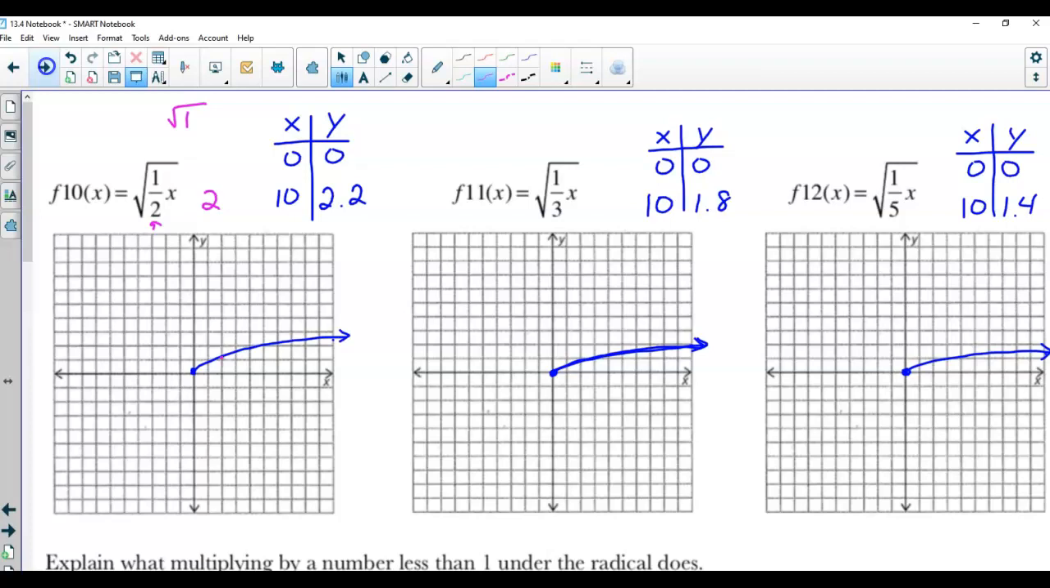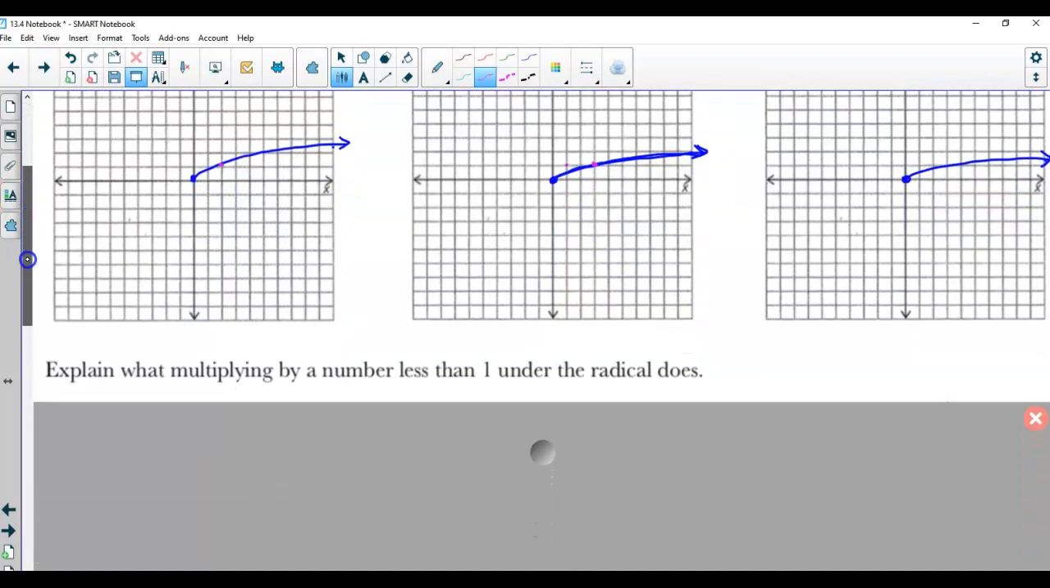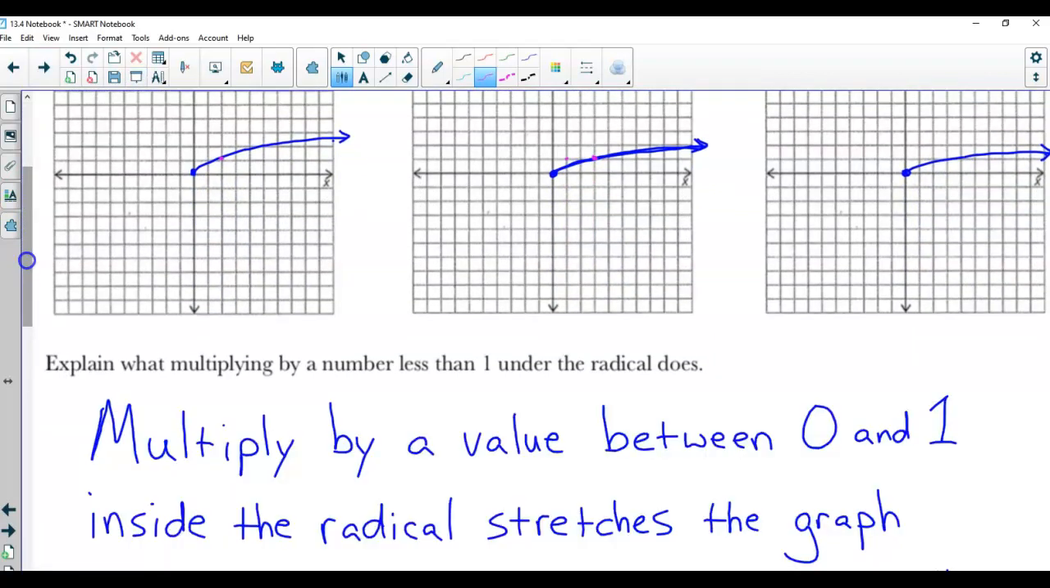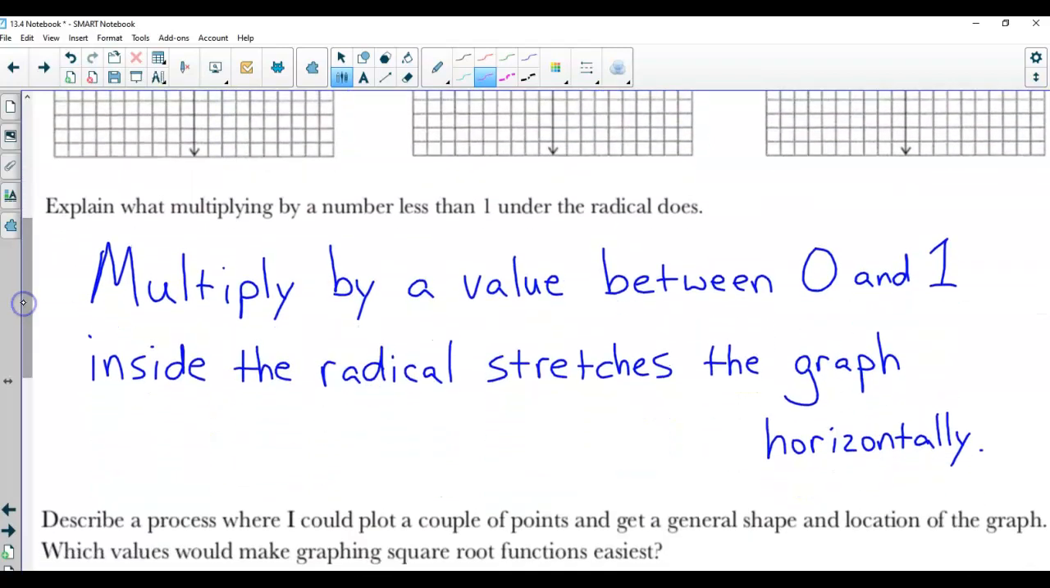And I can see it's still increasing. So with that 1/3, I've got to go over 3 to get up to that 1, where typically I go over 1 to get to that 1. So it's horizontally stretching my graph. The inside ones are kind of tricky, but when we multiply a value between 0 and 1 inside the radical, it stretches the graph horizontally, okay?